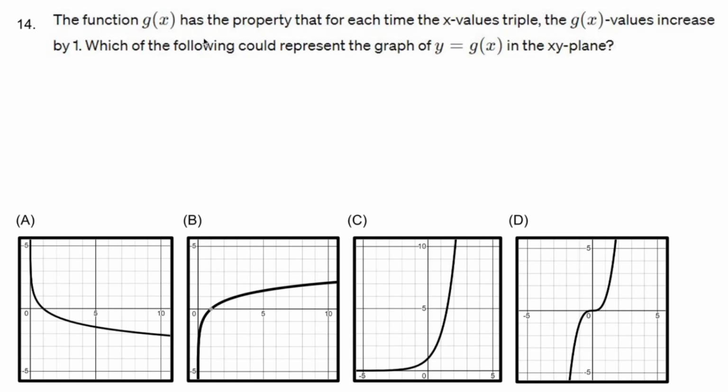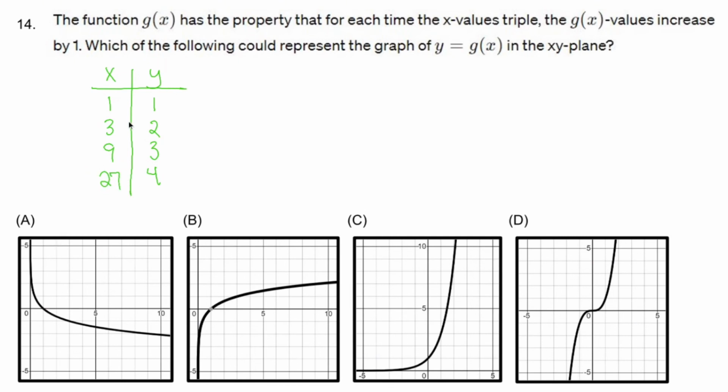Function g of x has the property that for each time the x values triple, the g of x values increase by 1. Now, before I even look at graphs, I want to remind you of a little guy. Every time the x values triple, the y values go up by 1. An example of this could be 1, 2, 3, 4. That's the y values going up by 1. This would be 1, 3, 9, 27.